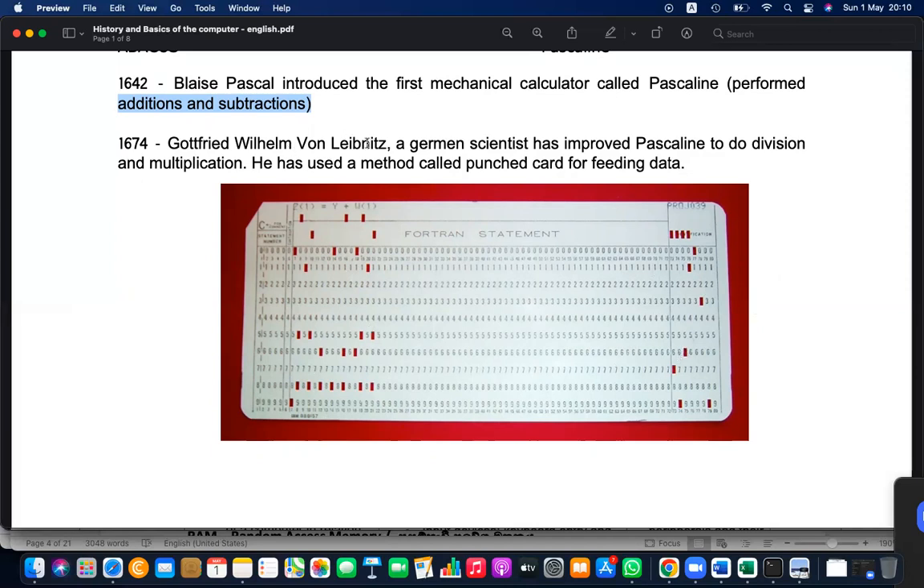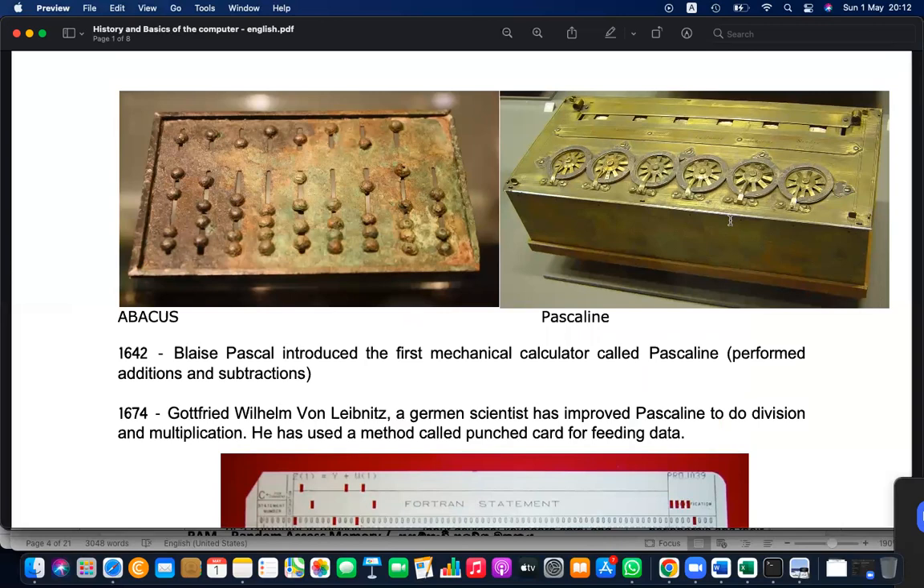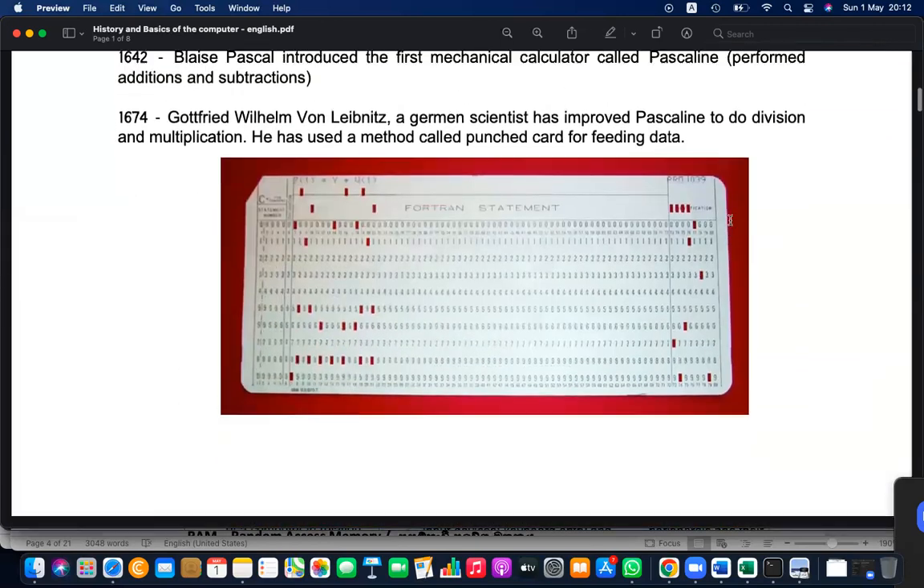So why did this Wilhelm develop this? He developed Pascaline for the division and multiplication, and he used punch card for feeding data. Initially Pascaline was fed manual data, but with this invention, the punch card was actually not invented by him, but he was using punch card for the Pascaline calculations.